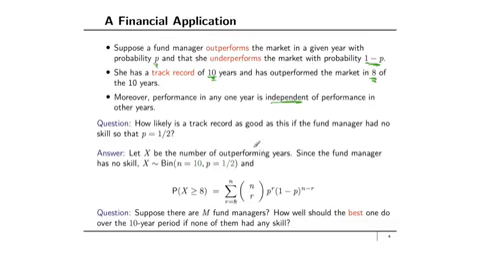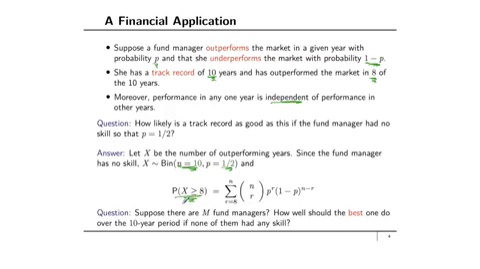So let X be the number of outperforming years. Since the fund manager has no skill, then there are 10 years, and the total number of outperforming years X is then binomial with n equals 10 years, and p equals a half. Okay, so we can then compute the probability that the fund manager does at least as well as outperforming in 8 years out of 10 by calculating the probability that X is greater than or equal to 8.